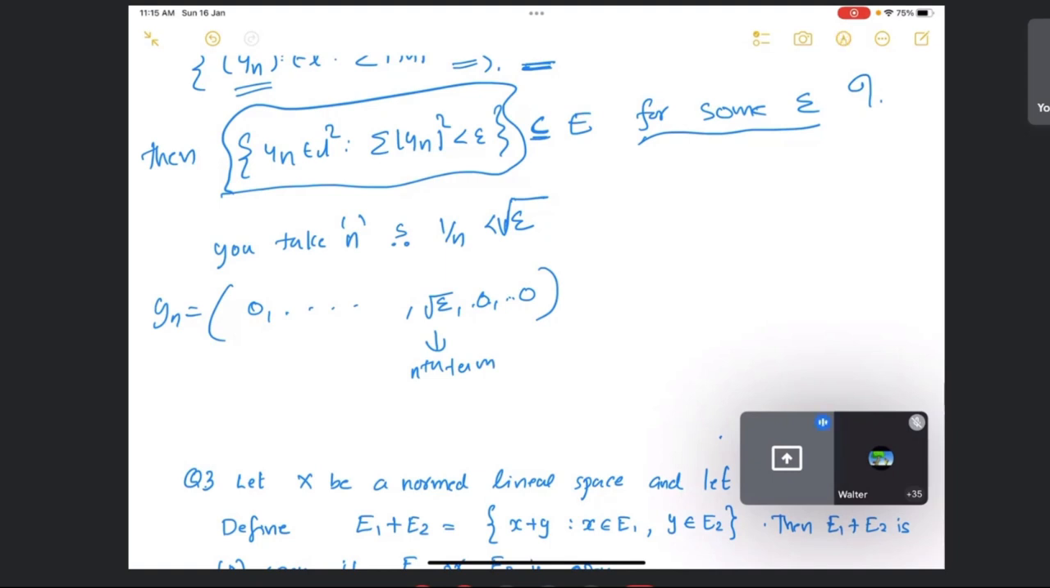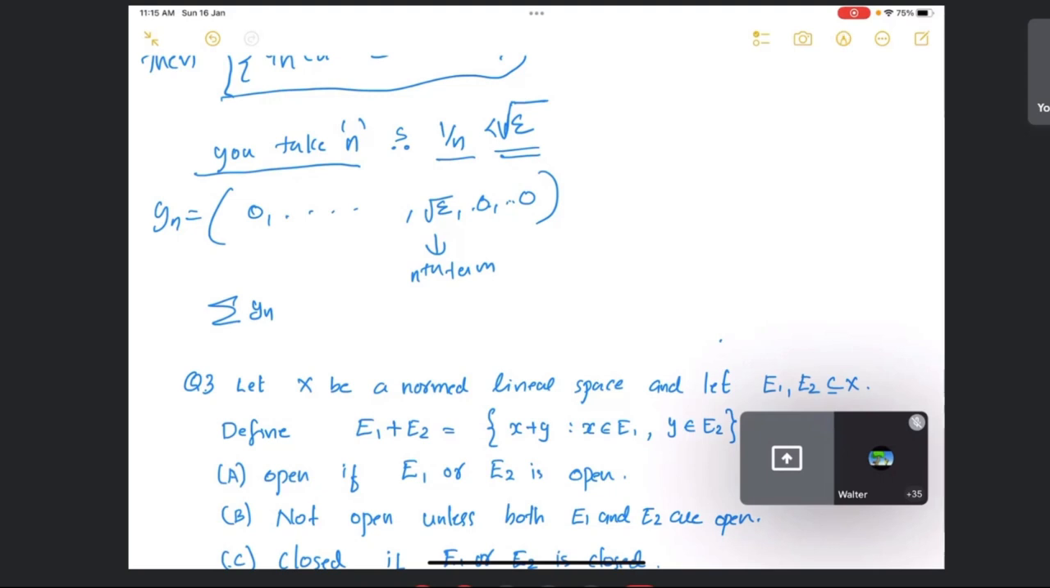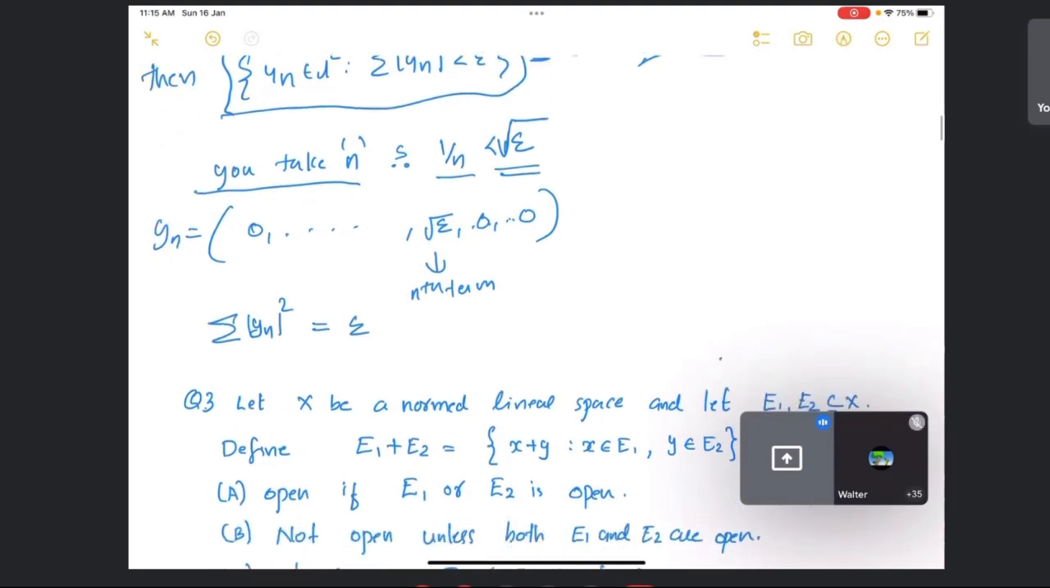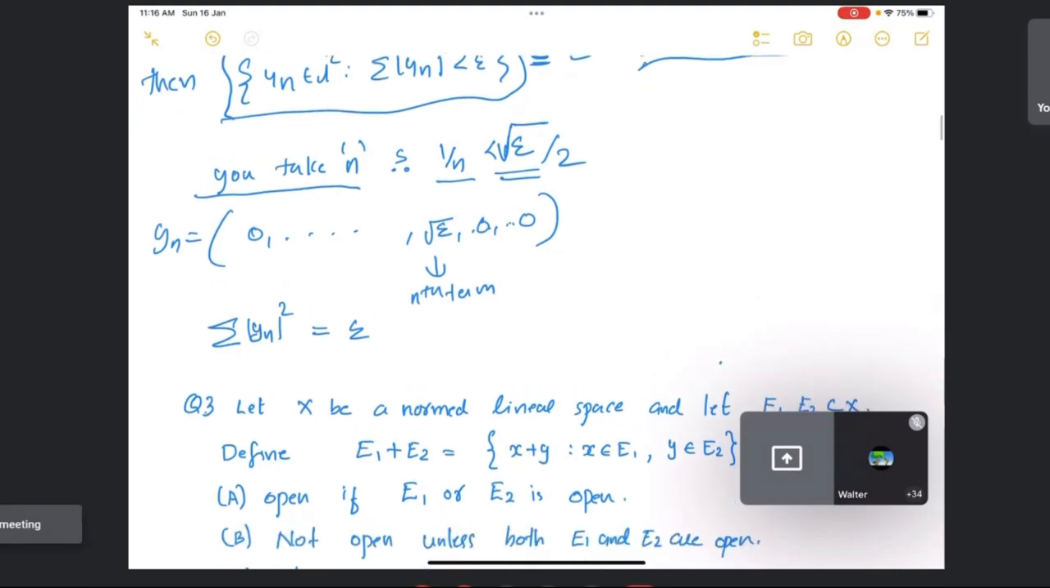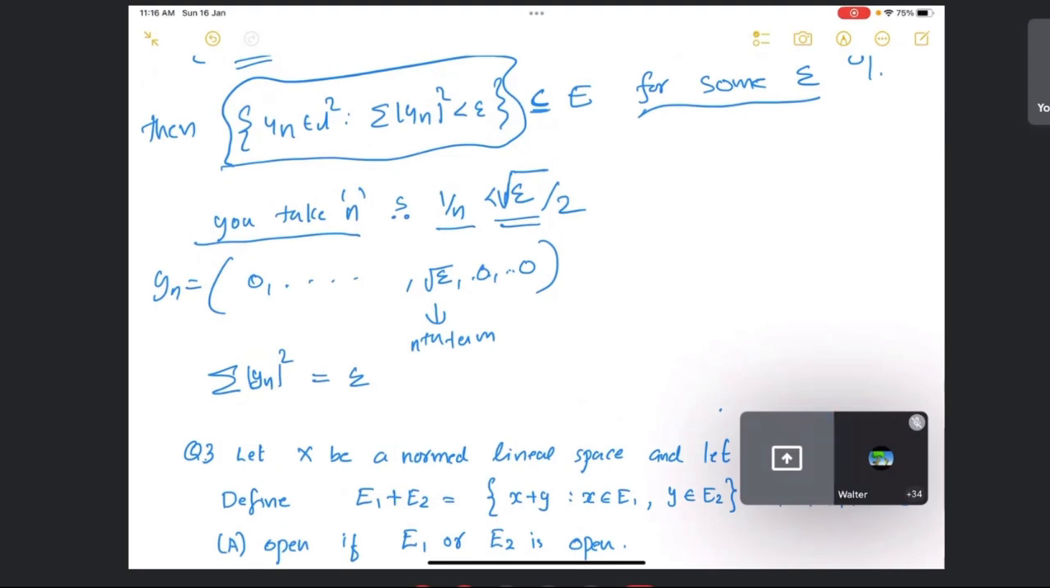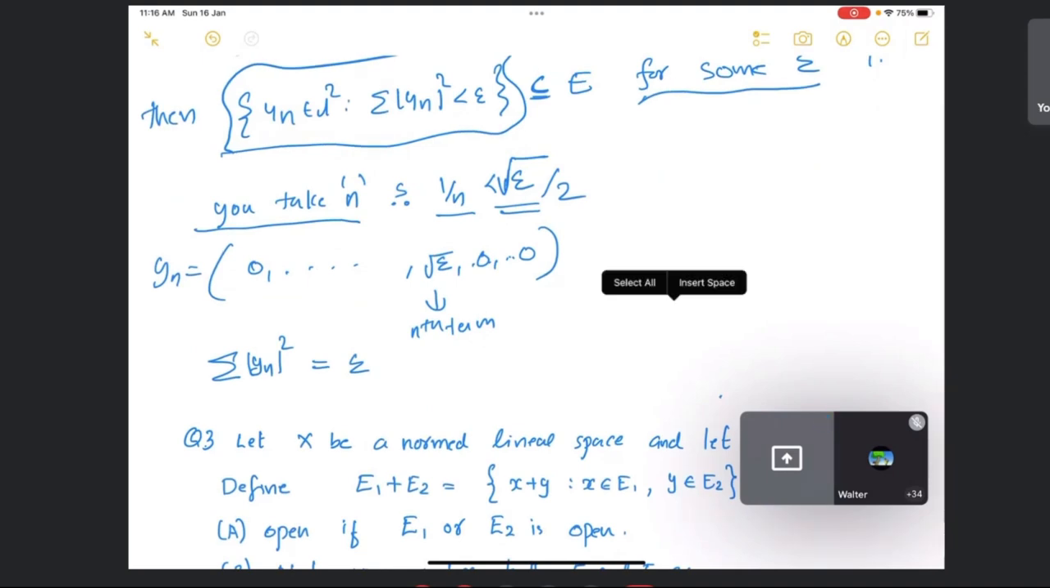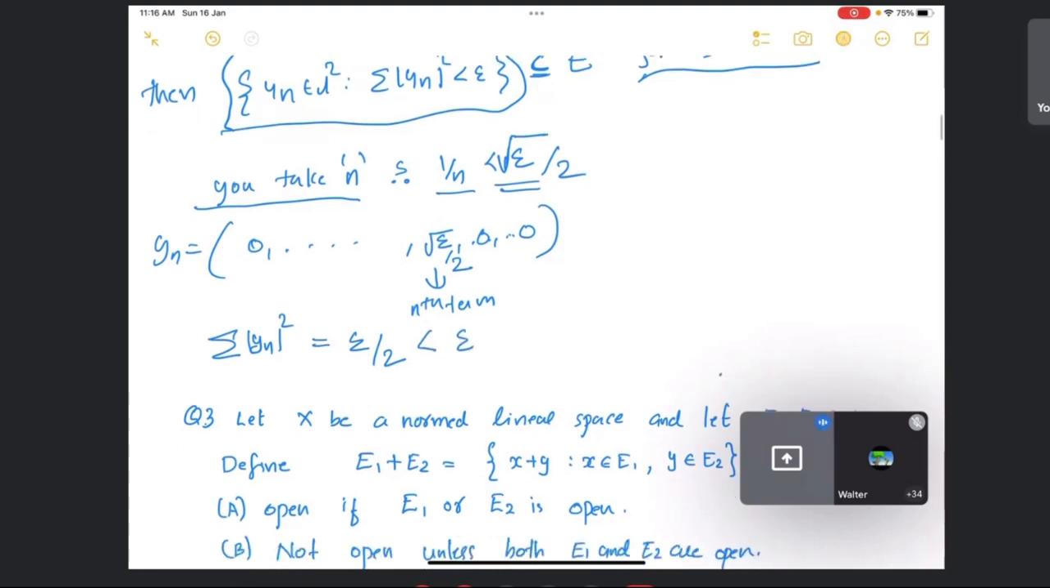And how did we get that n? We take an n such that 1 by n is less than root epsilon. And if you compute this yn, then yn square will be less than epsilon. Yeah, this is epsilon. But we need this to be strictly less than epsilon, right? So we have to do something. So if you take root of epsilon by 2, so if you take 1 by n to be less than root epsilon by 2, and you put this as root epsilon by 2, this will be epsilon by 2, which is strictly less than epsilon, right? So this is fine.